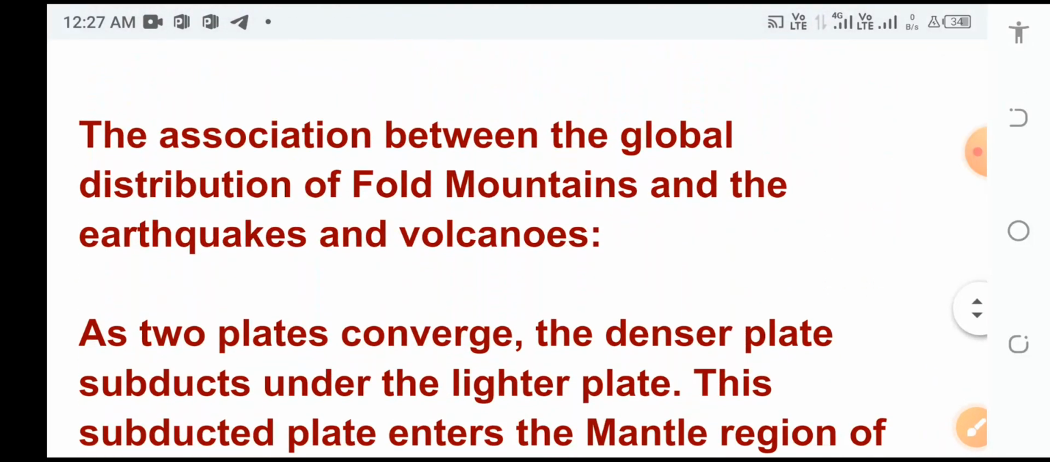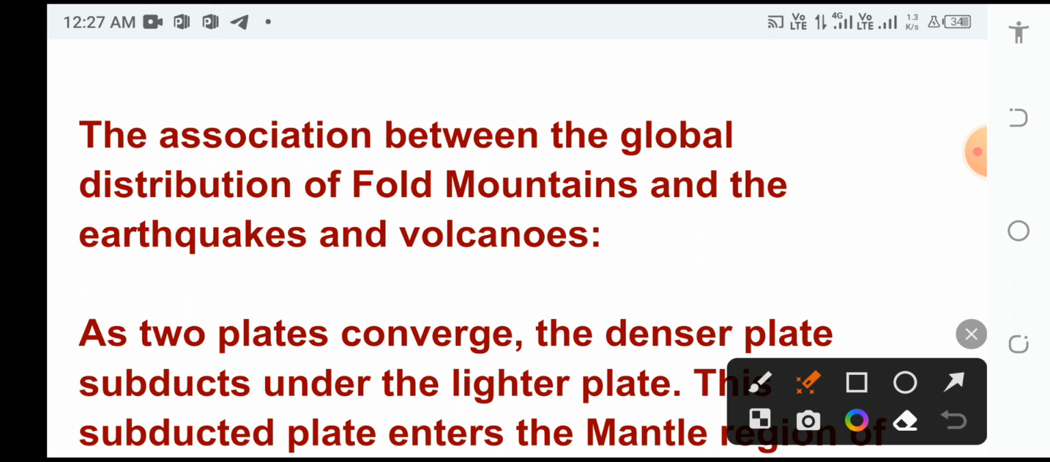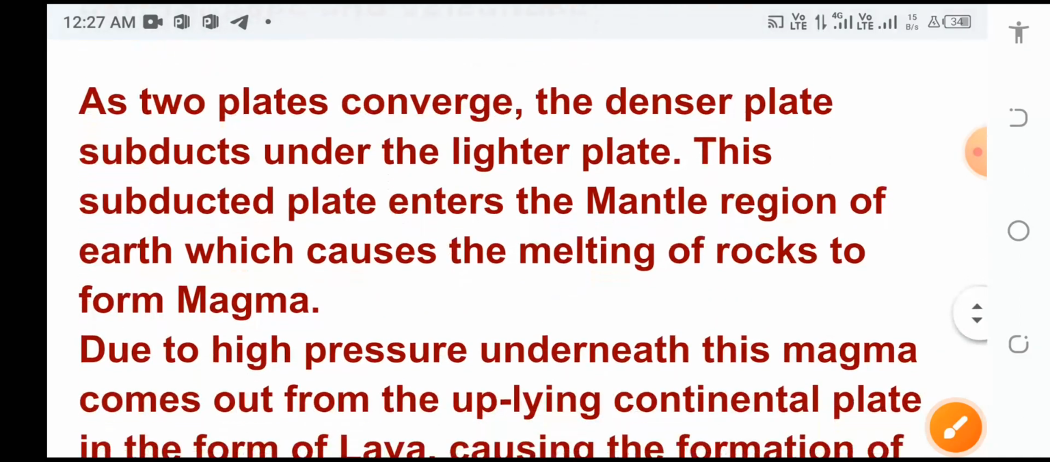Now we are going to answer the second question. We have seen why the fold mountains are located along the margin of the continent. Now we are going to see the association between the global distribution of fold mountains, earthquakes and volcanoes, how they are associated with each other.